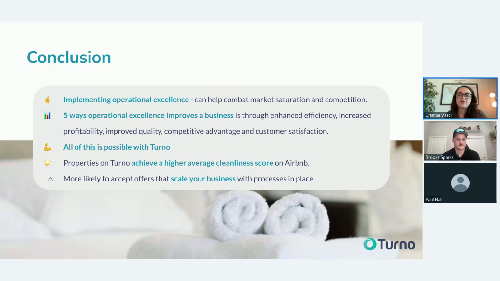All right, so we kind of threw a lot at y'all, but we'll do a quick recap of it. So we talked about how with implementing operational excellence, this can help combat market saturation and competition. We looked at the 5 ways operational excellence improves a business through enhanced efficiency, increased profitability, improved quality, competitive advantage, and customer satisfaction. All of it's possible through Turno, and we're happy to jump on calls and help you as well navigating it. Properties on Turno achieve a higher average cleanliness score on Airbnb, and you are more likely to accept offers that scale your business with processes in place.